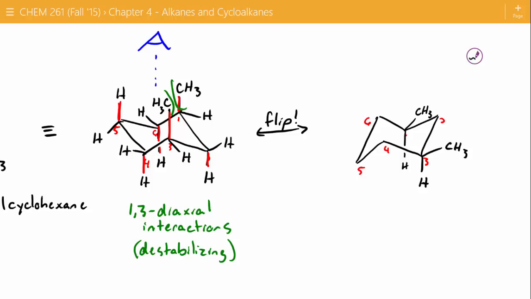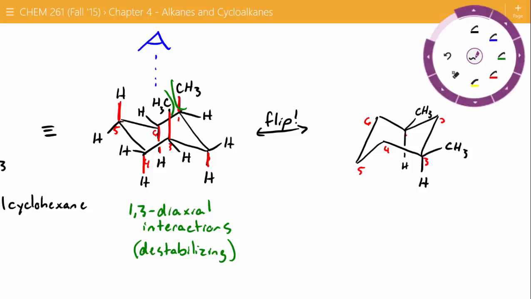So let's take our model where they're both diaxial, very unstable. We flip it. Now they're equatorial. They're sticking out further in space. Which one's more stable? Yeah, the second one, where they're sticking out in the equatorial position. This one still has diaxial interactions between the protons or the hydrogens that are sticking straight up and down. But hydrogen's pretty small. It's okay sticking in that axial position.